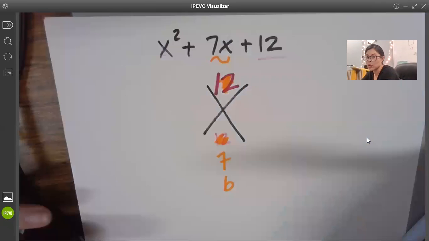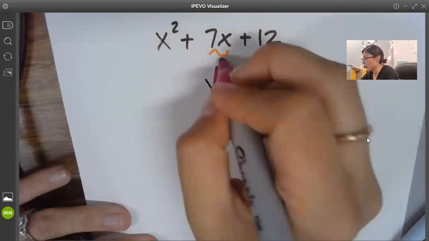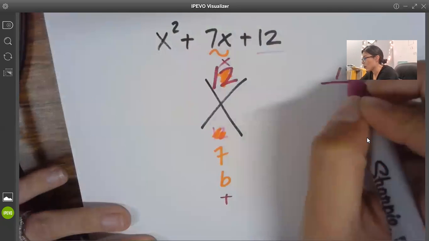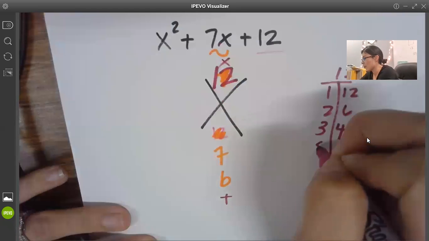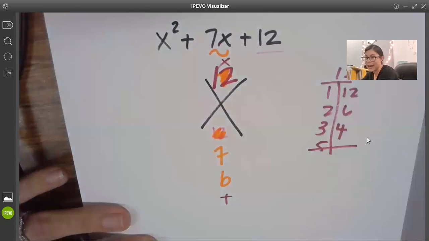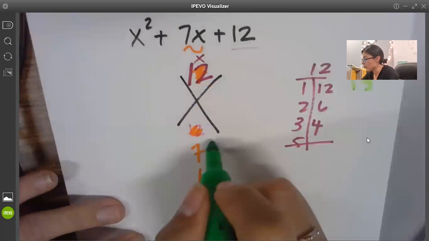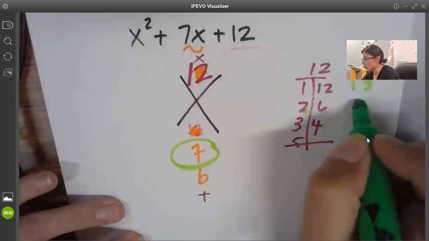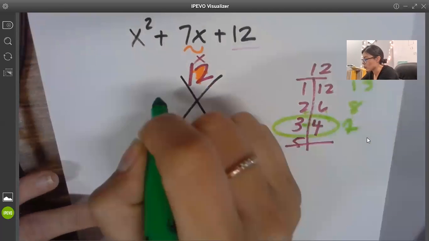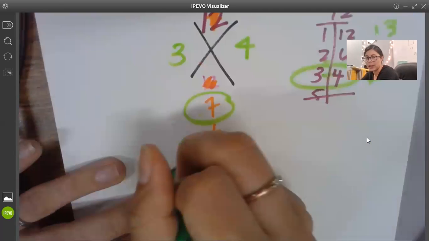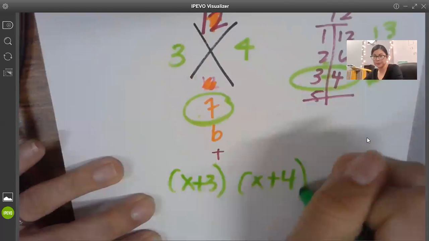I'm finding two numbers. When I add them, I get 7. When I multiply them, I get 12. What are the factors of 12? 1, 12, 2, 6, 3, 4, not 5. 6 is already on here. So I add them. 1 plus 12 is 13, so it's not 7. 2 plus 6 is 8, not 7. 3 plus 4 is 7. So those are my factors, 3 and 4. X plus 3 and x plus 4.